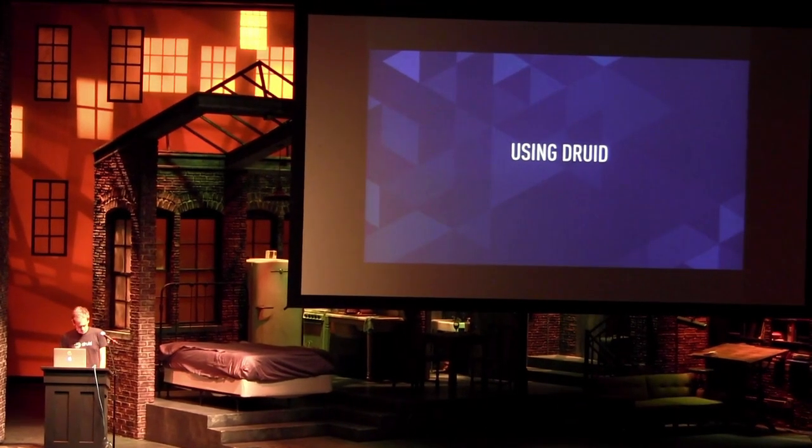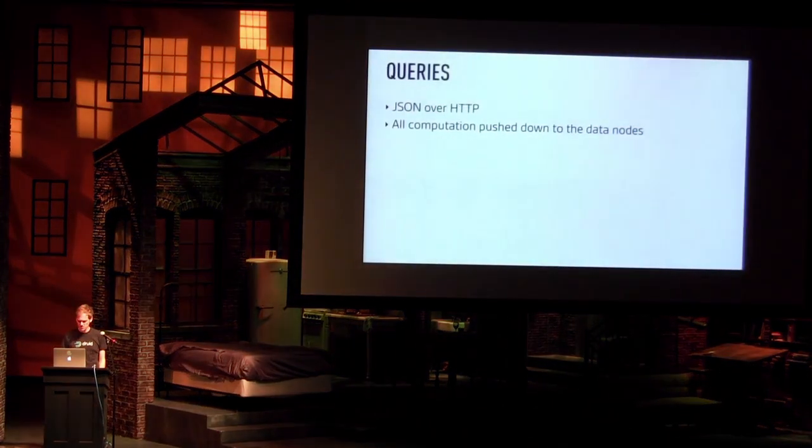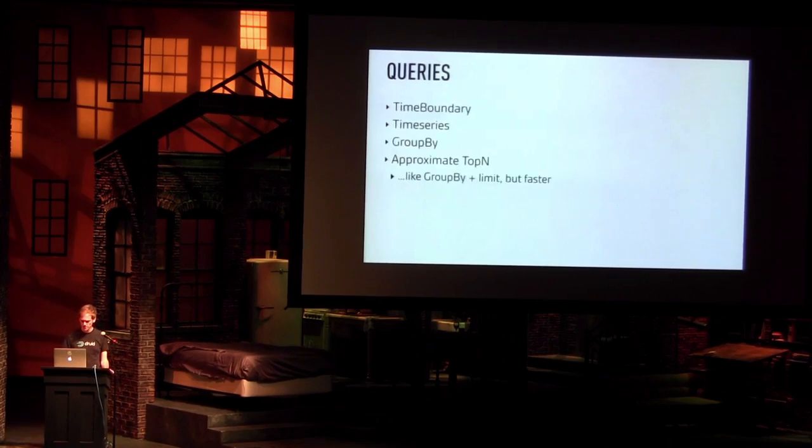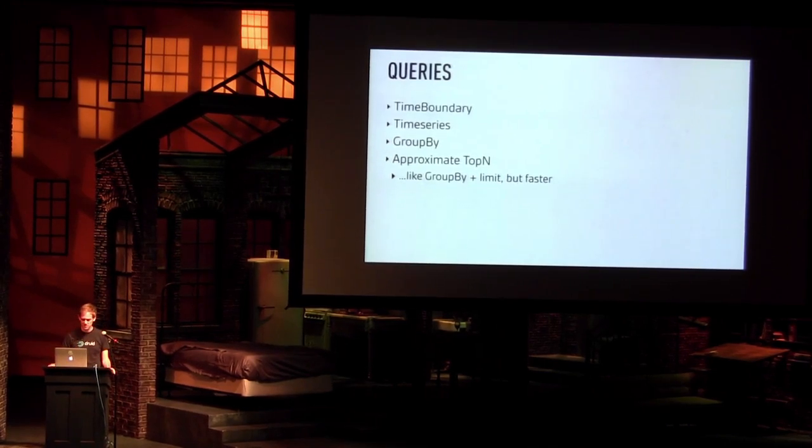So I want to talk a bit now about how you actually use it. The queries are JSON over HTTP, and all computation is pushed down to the data nodes. So the queries received by Druid will sort of be replicated throughout the cluster. The kinds of queries you can do, the first and simplest one is time boundary. It's a very basic query that tells you the oldest and newest data point you have in your cluster, just so you have a sense of what's out there. It's usually used by UIs to initialize their time pickers.